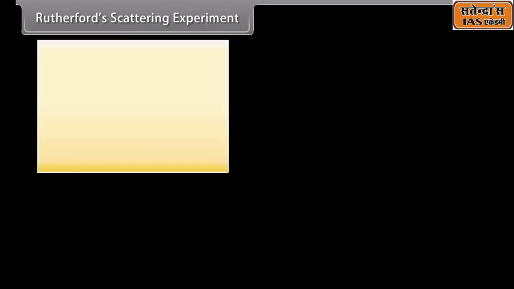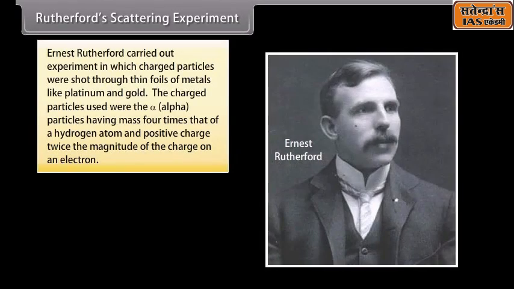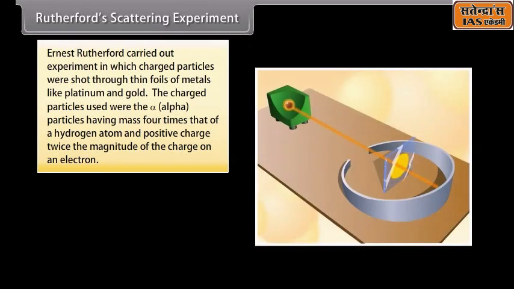Rutherford scattering experiment. Ernst Rutherford carried out experiment in which charged particles were shot through thin foils of metals like platinum and gold. The charged particles used were the alpha particles having mass 4 times that of a hydrogen atom and positive charge twice the magnitude of the charge of an electron.